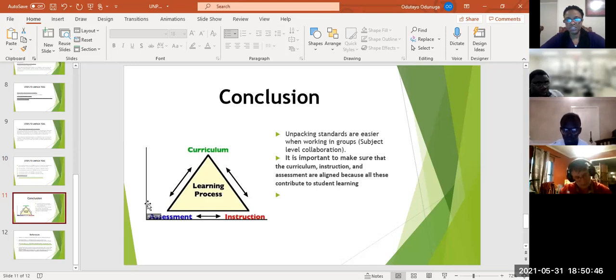So it is important to make sure that the curriculum, the instruction, and the assessment are aligned. Sometimes you have to go back and forth. From the curriculum, you develop how you're going to do the instruction, then from the instruction, how you're going to assess the standard, and then the assessment also leads you back to the curriculum. So all of these must be aligned so as to get the best out of the learning process for the student.